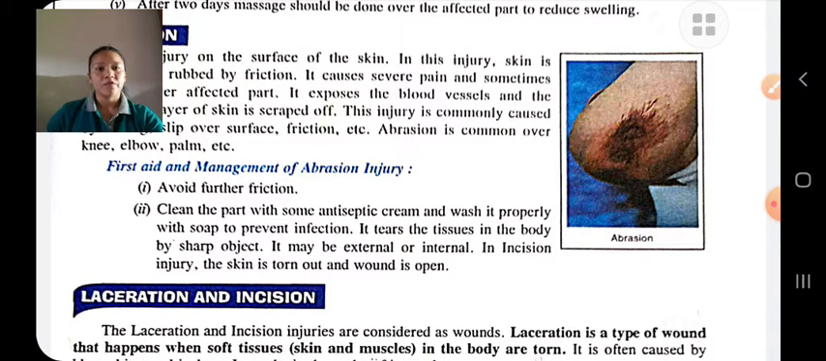Clean the affected part with some antiseptic cream. Wash it properly and use some antiseptic cream over the affected part.